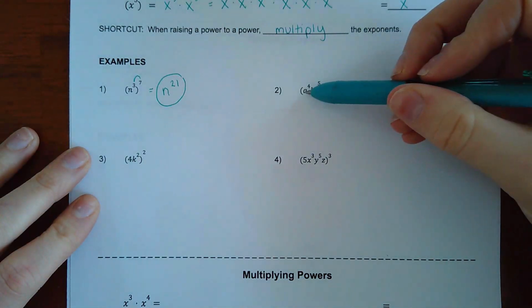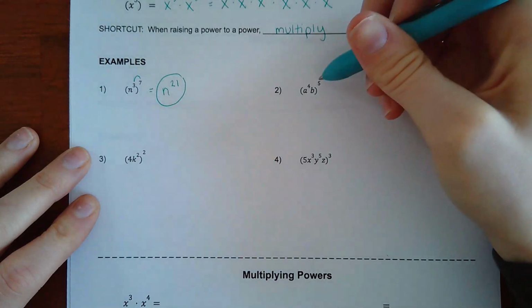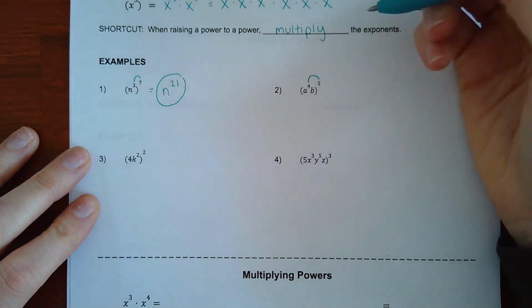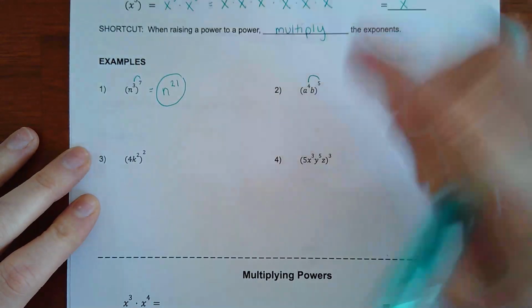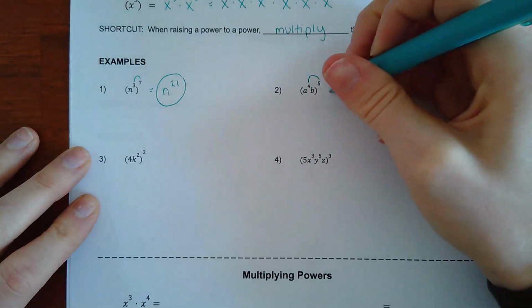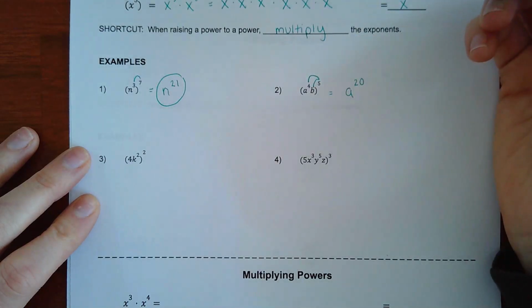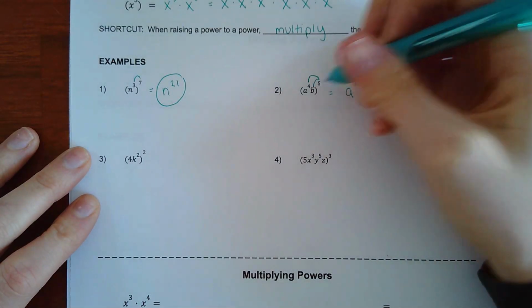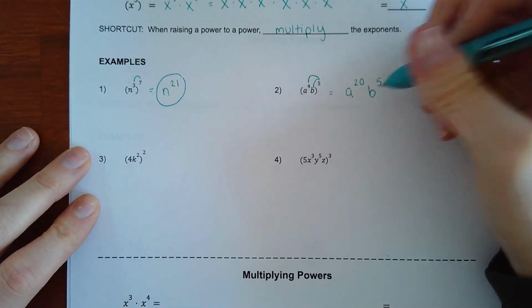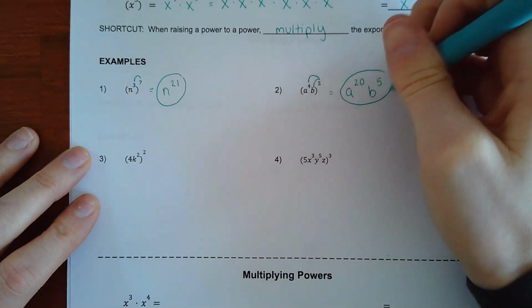Sometimes we might have multiple bases. For example, here we have an a and a b. We would have to apply that 5 to both. So I'll apply the 5 to the a, and if we do that, we multiply 4 times 5, which would be 20. And we would also have to apply it to the b. Now that b doesn't already have an exponent, so that means it's just going to turn into a 5 when we multiply that. And that would be our answer.